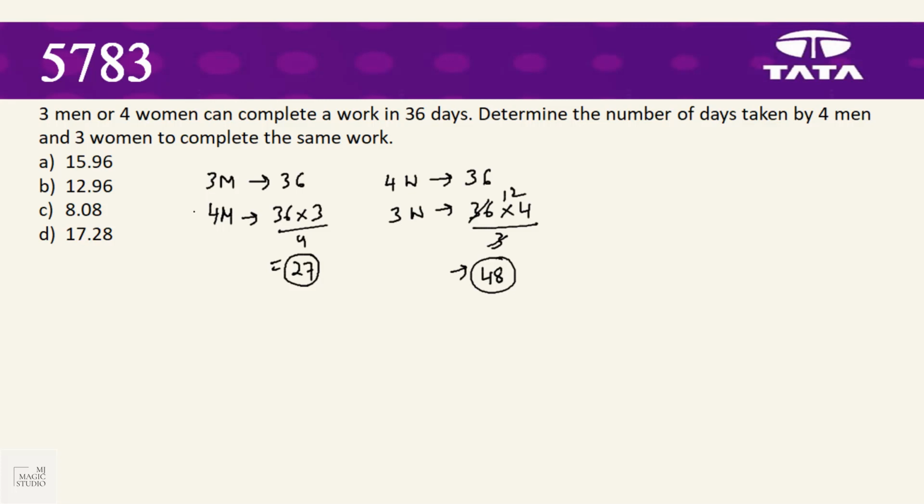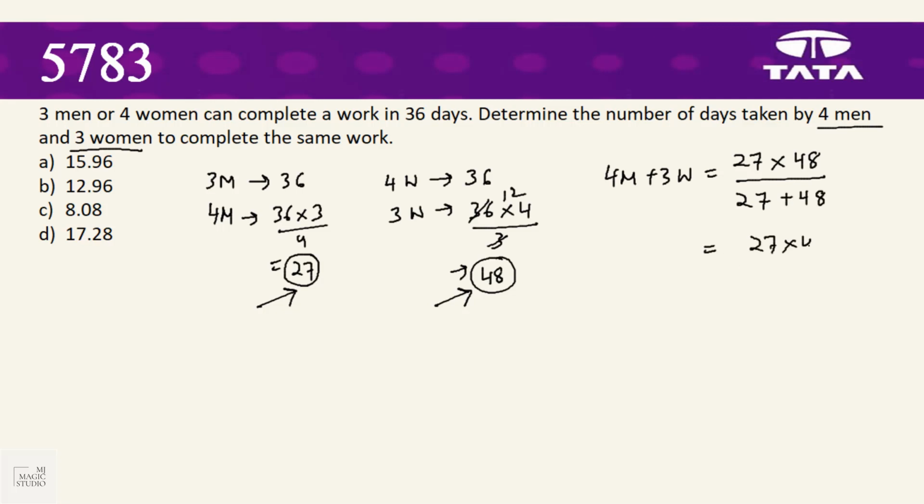So we have 2 groups of people. One group completes in 27, another group completes in 48, and these 2 groups are now working together. So the time taken by these 2 groups, that is 4 men plus 3 women, would be our rule 8 formula, product by sum. Go through rule 8, link is there. That would be simply 27 into 48 by 27 plus 48. So it is 27 into 48 by 75.